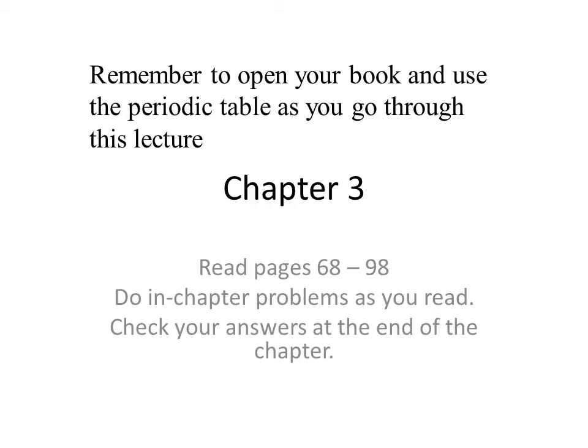Chapter 3 is all about bonding. We're going to look at ionic bonding and covalent bonding as we go through this chapter. Remember to keep a periodic table handy as we do this, because the periodic table helps you understand bonding, and you will need to use the periodic table when you take your test and try to do problems like what we're going to be doing in this chapter.